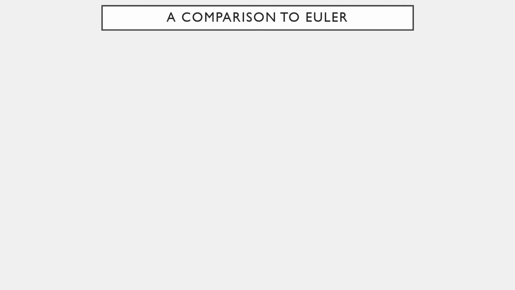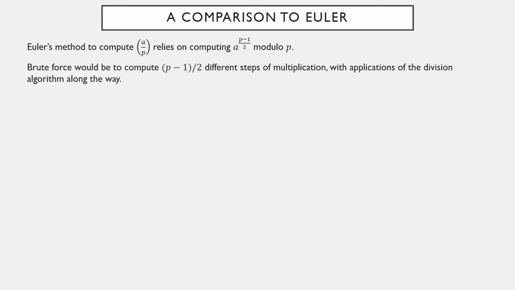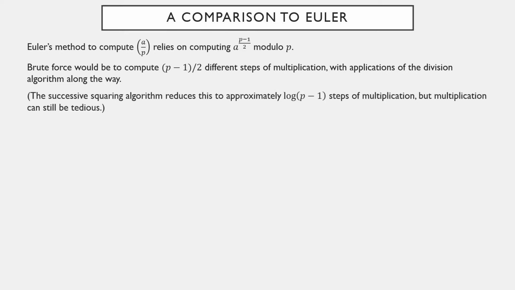Let's be a little more explicit in our comparison to Euler's method. Euler's method says compute a to the (p minus 1)/2 modulo p. Brute force is to just multiply a against itself, (p minus 1)/2 times, and every time you do that, apply the division algorithm to get the remainder mod p. So we have (p minus 1)/2 steps of multiplication with the division algorithm. If you are familiar with the successive squaring algorithm, that actually speeds it up a bit to a logarithm of p minus 1 steps of multiplication, plus a couple of others, but essentially it's log of p minus 1 that's really controlling how long it takes.